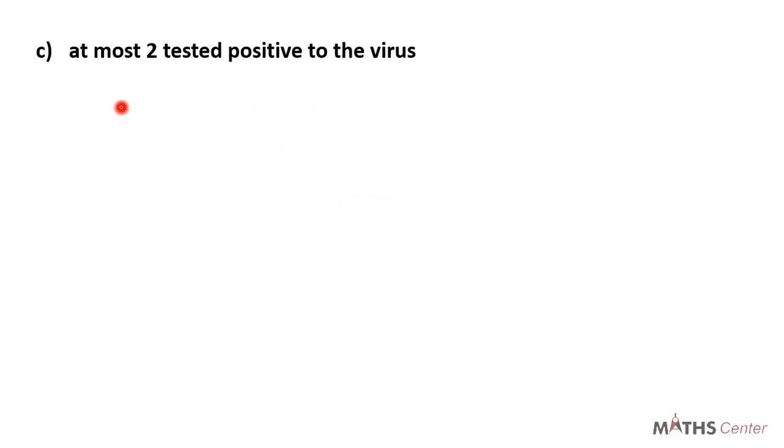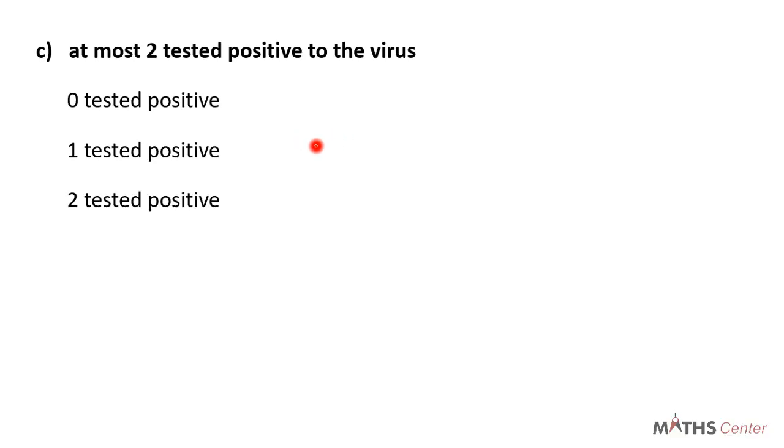It says that we should find the probability that at most 2 tested positive to the virus. Remember that 6 people were selected, and we want to find the probability that at most 2 of them tested positive to the virus, which means that we want to find the probability that not more than 2 people tested positive to the virus. If not more than 2 people tested positive to the virus, then it means that it's either no one tested positive, that is 0 people tested positive, 1 person tested positive, or 2 people tested positive. These 3 will give us the probability that at most 2 tested positive to the virus.